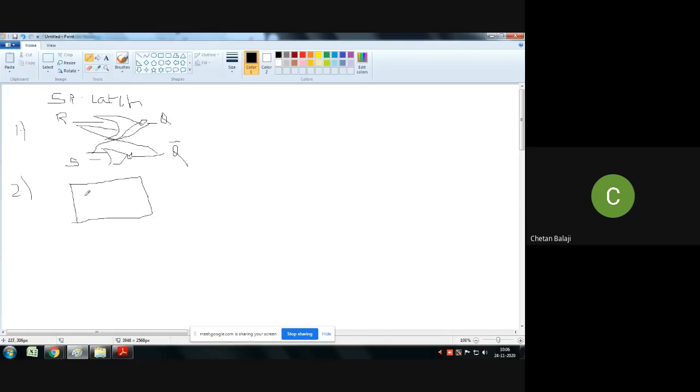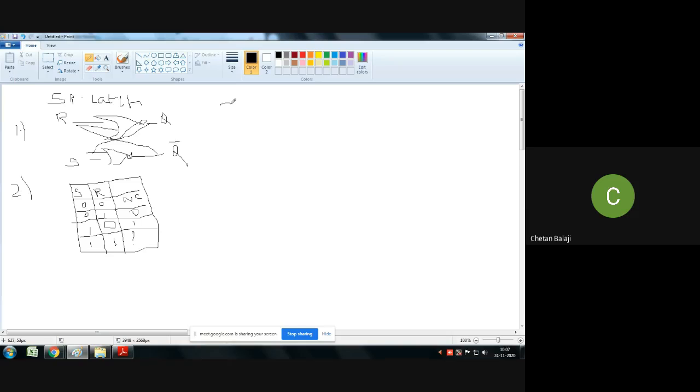Draw two columns: one is S, the other is R. If both are 0, 0, it is no change. If it is 0, 1, since reset is 1 here, output will be 0. Next, 1 and 0: since set is 1 here, output will be 1. And if both are 1, it will be a question mark, meaning it is a forbidden state.